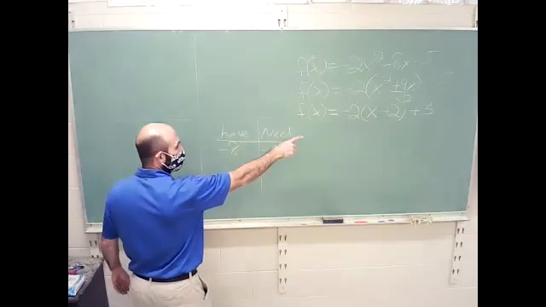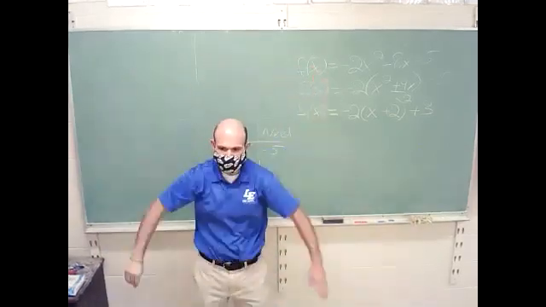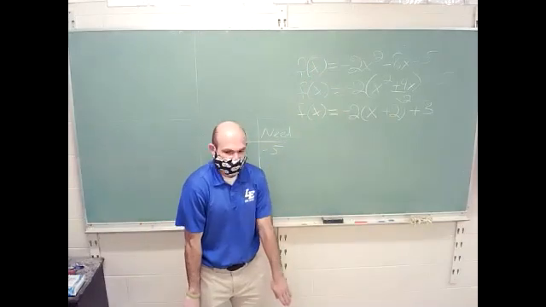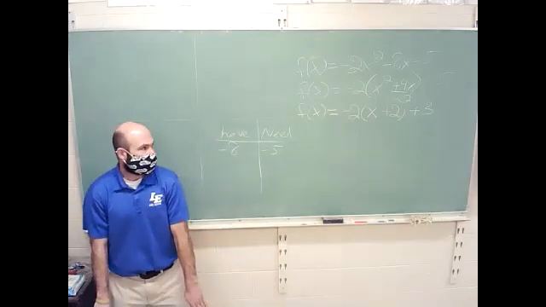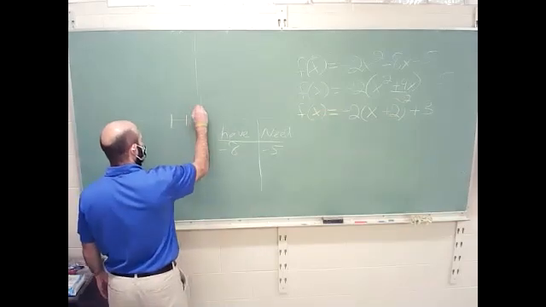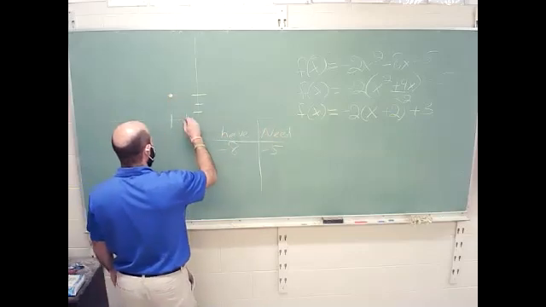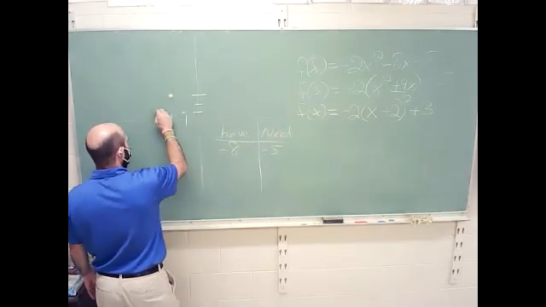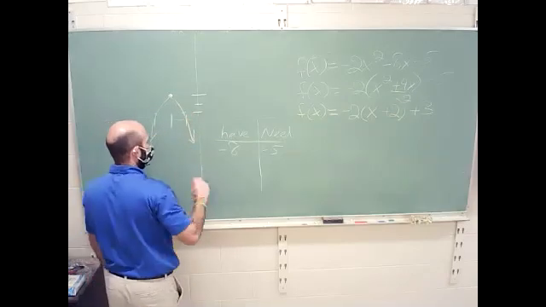My graph goes down, it's been reflected vertically, stretched by a factor of 2, shifted 2 spots to the left, because your x is a liar, 1, 2, and then moved up 3 spots. So 1, 2, 1, 2, 3. There's my vertex, and it goes down 2 spots. 1, 2. That's my quadratic.